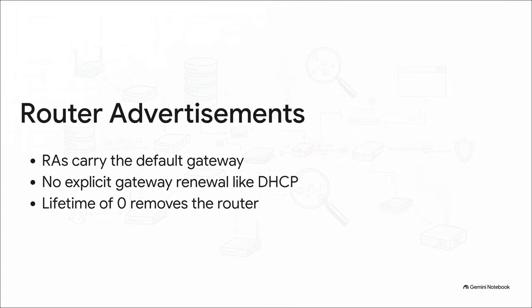So what about finding the way out of the local network? That's where router advertisements, or RAs, come into play. RAs actually carry the default gateway. It's super important to note that unlike your classic IPv4 DHCP leases, there is absolutely no explicit renewal process. If RAs get blocked by a firewall, hosts silently lose their default route. Poof. Also, a router can intentionally send an RA with a lifetime of 0, which signals clients to instantly stop using it as a gateway.